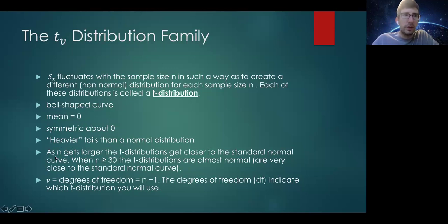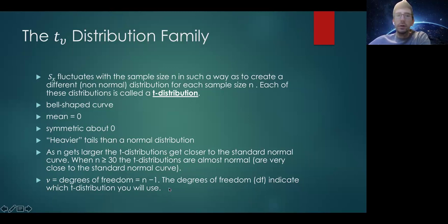However, as our sample size n gets larger and larger, the t-distribution does get closer to the standard normal curve. When our sample size is greater than or equal to 30, the t-distribution is almost normal. It's very close to the standard normal curve. And so finally, we have this new element called nu. This is our degrees of freedom, and it is just equal to our sample size minus 1. And the degrees of freedom indicate which specific t-distribution we will use.